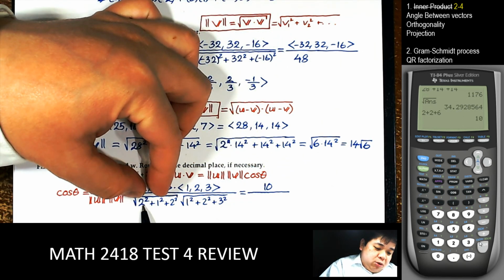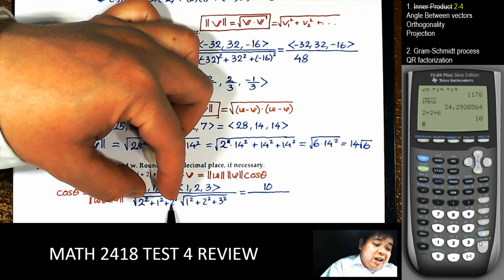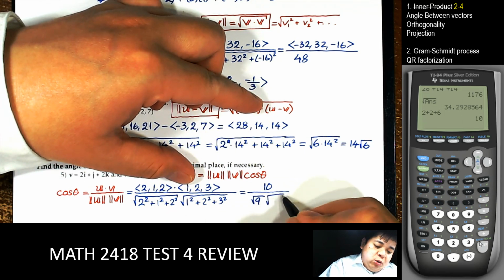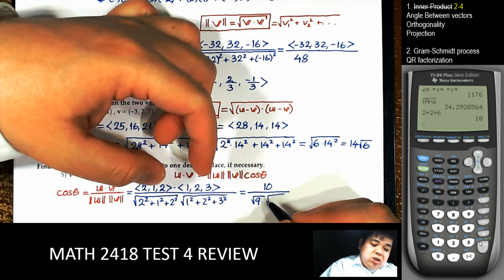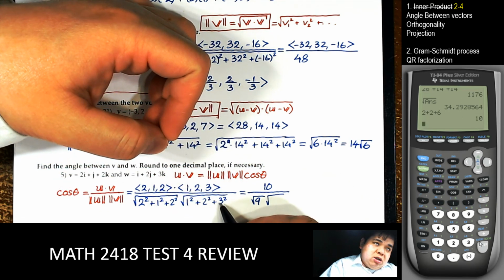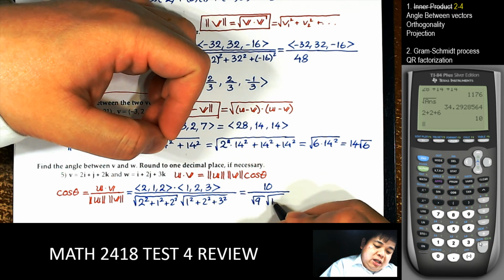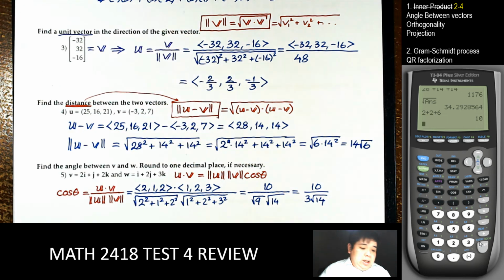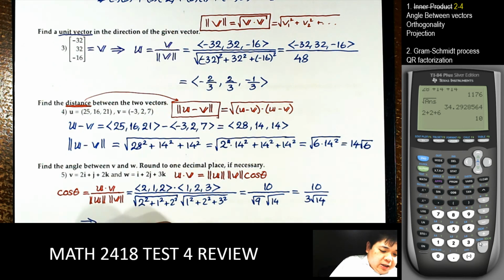Right. At the bottom, the square root of 2 square, 1 square, and 2 square: 4 and 4 is 8, and 1 is 9, so the square root of 9, which is 3. And then the square root of 1 square, 2 square, and 3 square: 1 plus 4 plus 9 is 14. So we have 10 over 3 square root of 14. And if we want the angle theta, we just take the cosine inverse of that number.